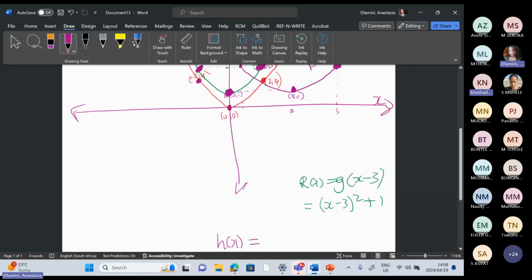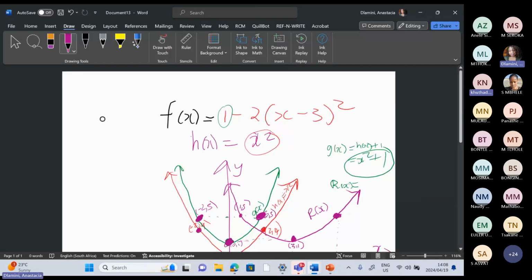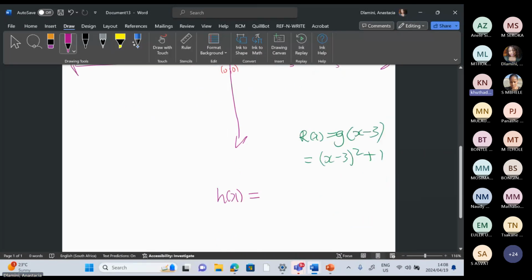Guys, what can we do to f of x so that we get the graph? Yeah, I think we expand by 2. Okay. We expand how by 2? Because there's a 2 that is outside. I think you must expand or shrink by 2. Okay.